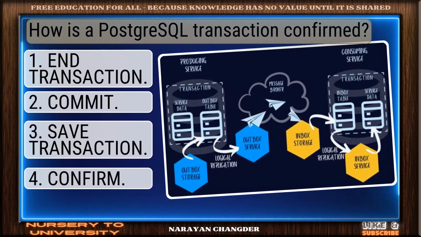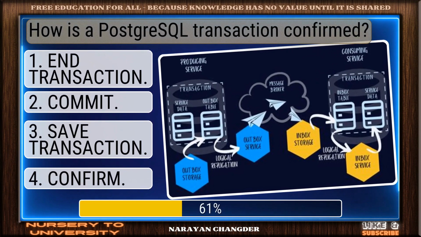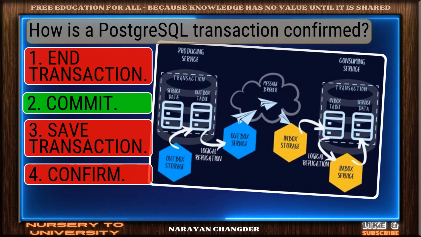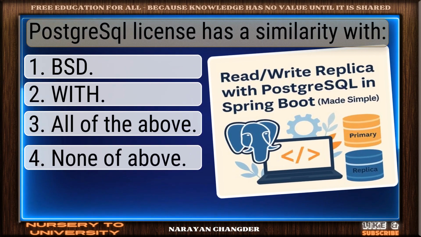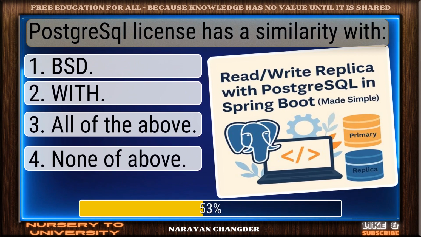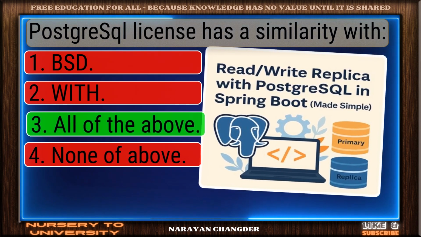Question number 75. How is a PostgreSQL transaction confirmed? Nice work. You chose commit, and it is correct. Question number 76. PostgreSQL license has a similarity with. Right again. All of the above is a valid answer.